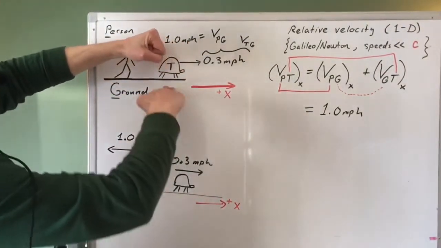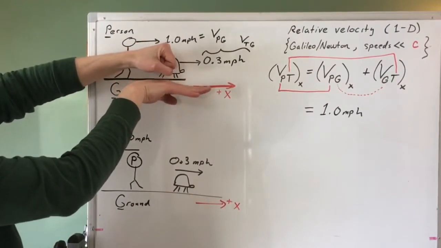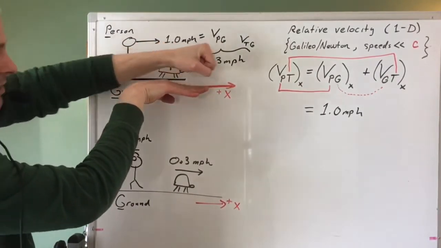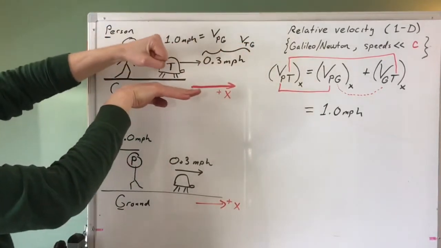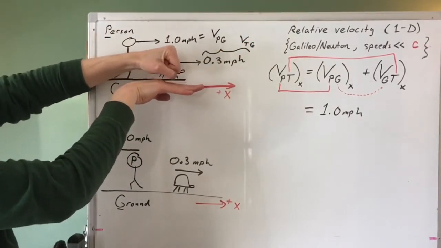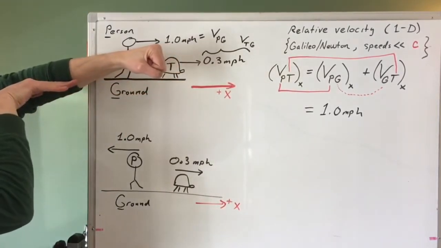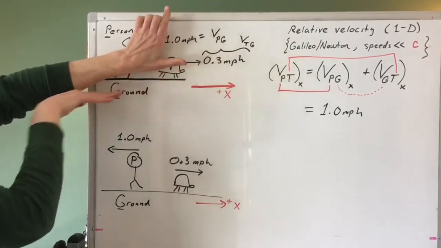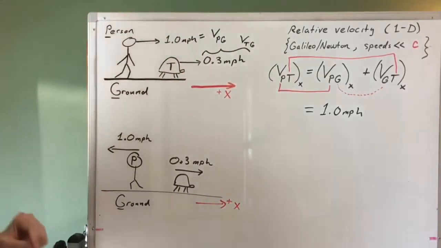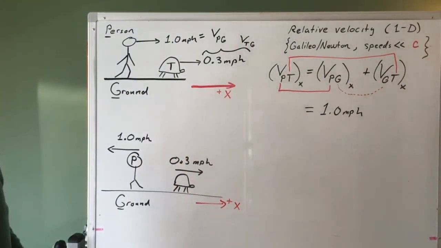Here's my turtle, here's my ground. If, from the perspective of the ground, the turtle is moving to the right at 0.3 miles per hour, then if I imagine instead holding the turtle, from the perspective of the turtle, the ground is moving to the left under the turtle. So if we attach a coordinate system to the turtle, the ground is moving to the left under the turtle. The ground is moving at minus 0.3 miles per hour relative to the turtle.